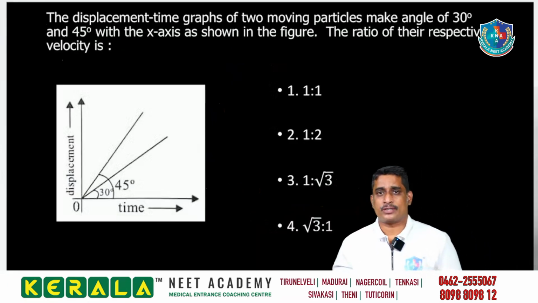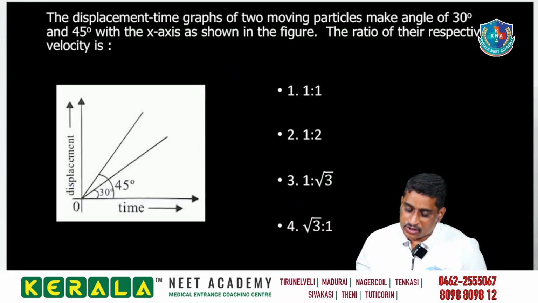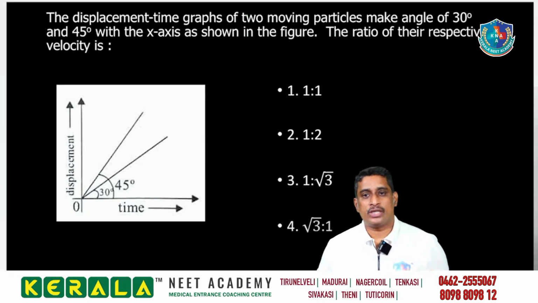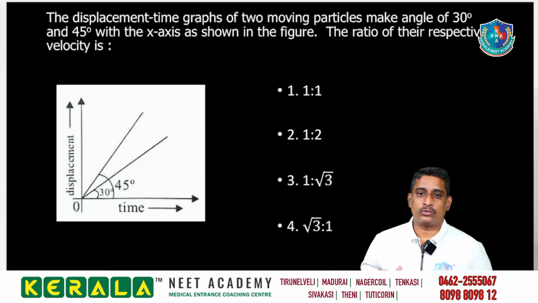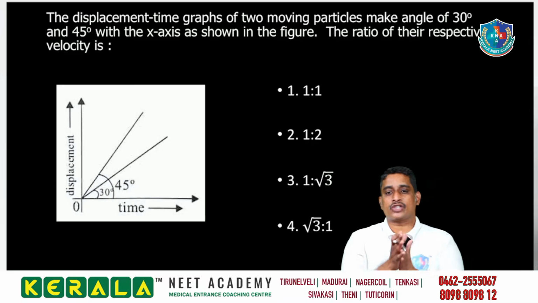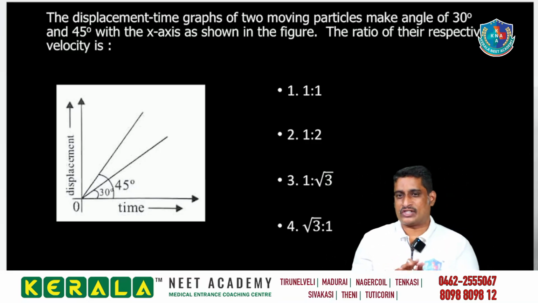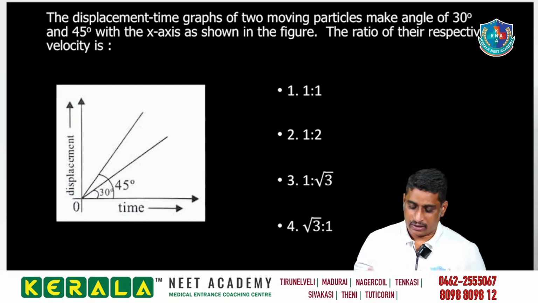Come to the next part. The displacement time graphs of two moving particles make angles of 30 degrees and 45 degrees with the x-axis as shown in the figure. They are asking us to find the ratio of their respective velocities. Already we have seen that the slope of the displacement time graph represents the velocity of the particle.